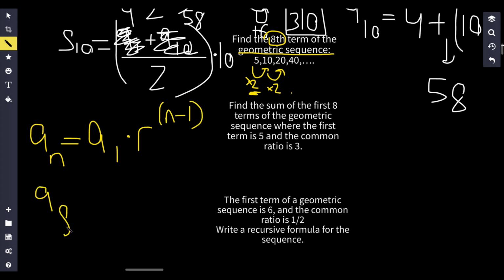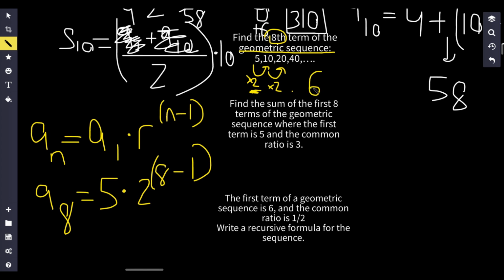So if I'm trying to find the 8th term, this is going to be equal to the first term, which we know is 5, times the common ratio, which we know is 2, to the 8 minus 1. So 2 to the 7th is 128, times 5 is 640. And that's going to be our answer.